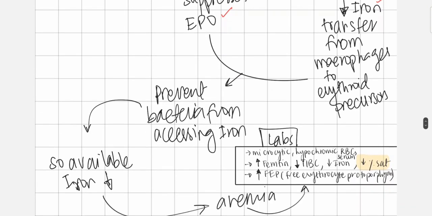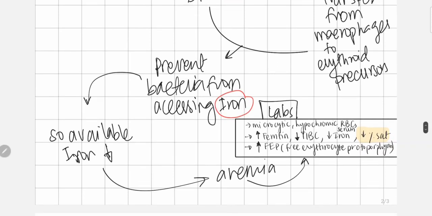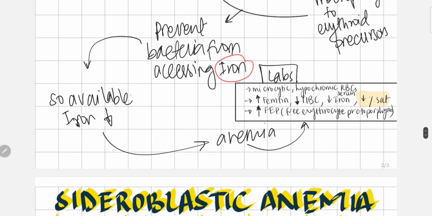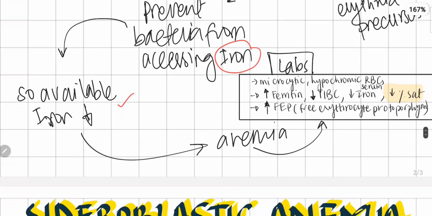This is done in order to prevent bacteria from accessing iron, because bacteria need iron to proliferate and to propagate. So because altogether, not only for bacteria but also for the body, iron is decreased, that's why we're going to have anemia. Now what's worth noting are the labs here.